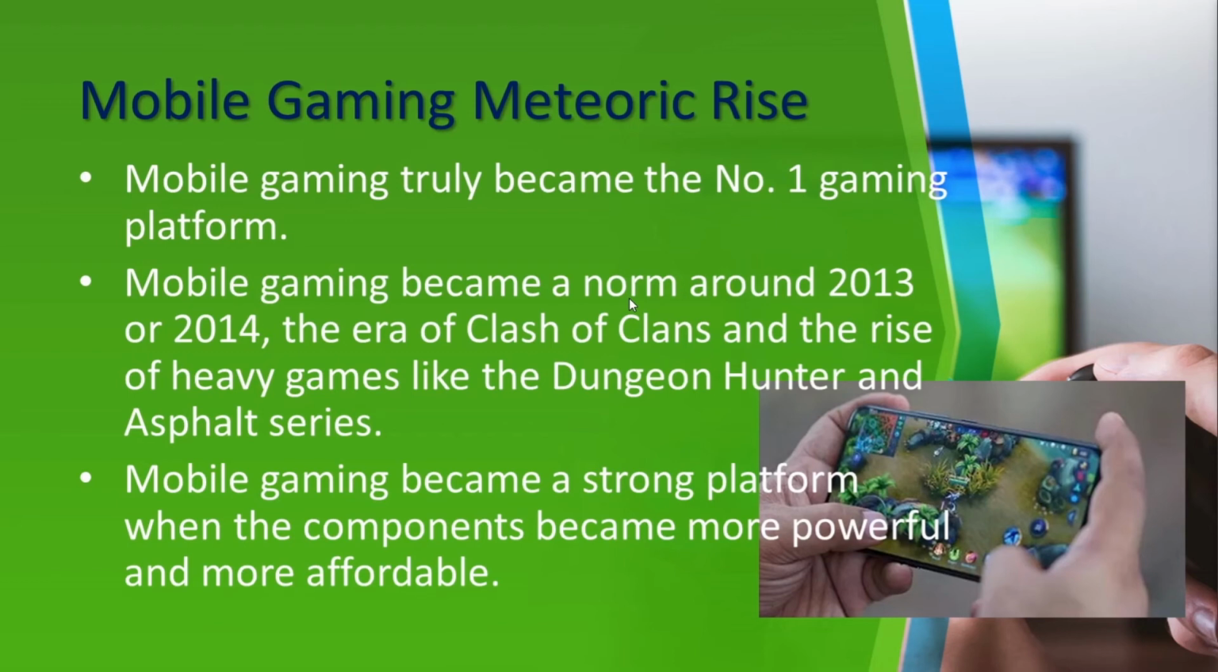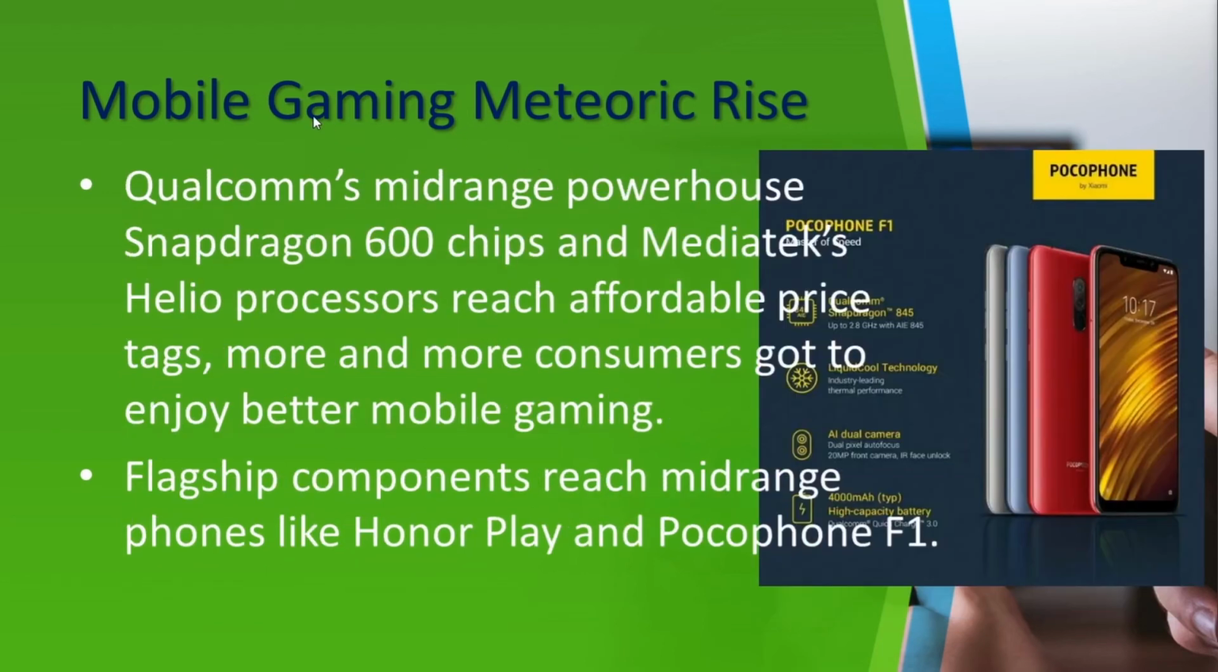Mobile gaming became a strong platform when the components became more powerful and more affordable. Qualcomm's mid-range powerhouse Snapdragon 600 chips and MediaTek's Helio processors reached affordable price tags. More and more consumers got to enjoy better mobile gaming through these improvements. Flagship components reached mid-range phones like the Honor Play and Poco F1. The Poco F1 is what we call the flagship killer way back in 2018, because it only cost 16,000 pesos, but the CPU used for this phone was the top-of-the-line Snapdragon 855.